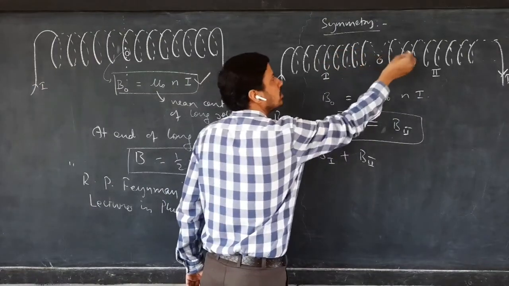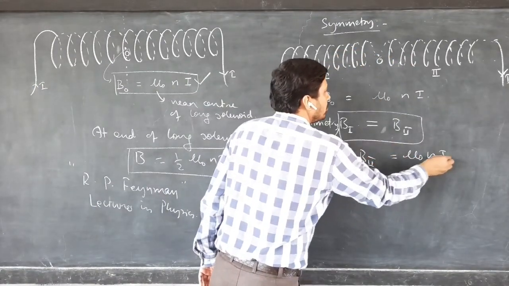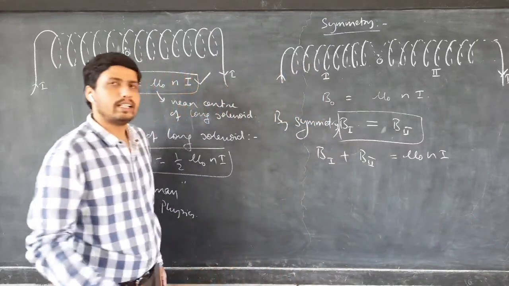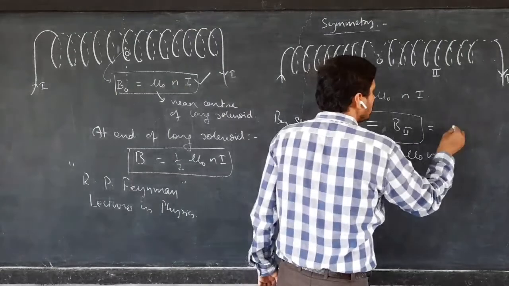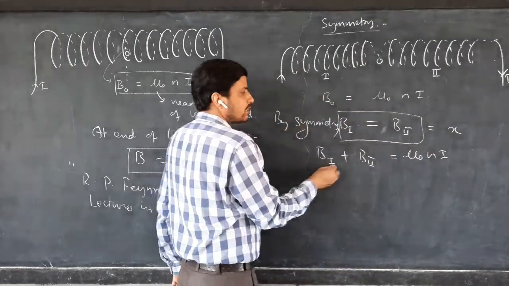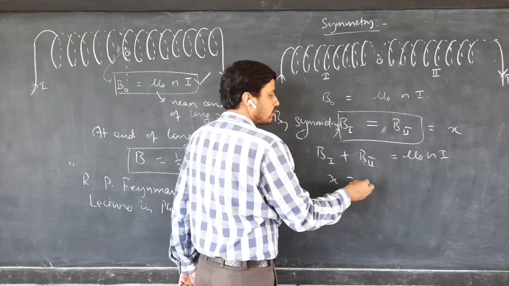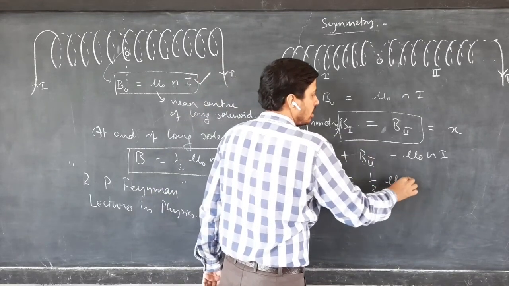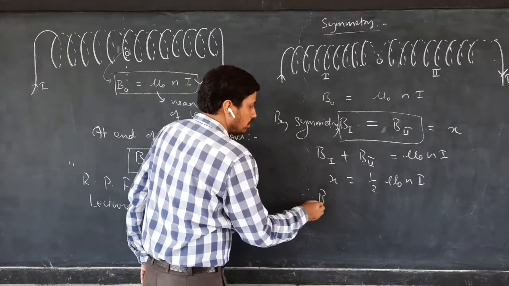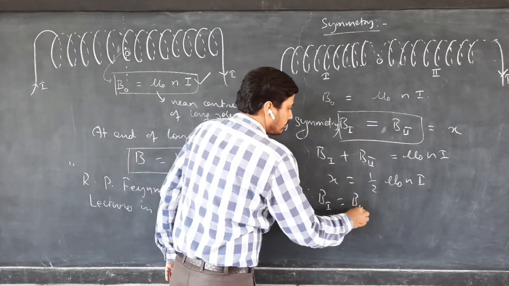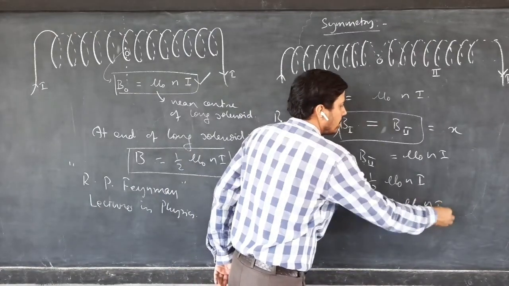B1 due to this, B2 due to this, and this total is known to us as B, which is equal to mu naught n I. If they are equal, let each one of them equal x. Then we will get x plus x is equal to this much. 2x is equal to this much. So x will be half of mu naught n I. Therefore, B1 is equal to B2 is equal to half of mu naught n I.